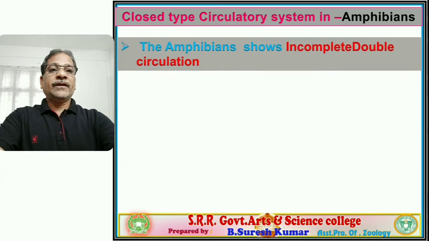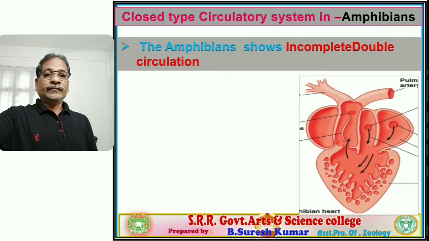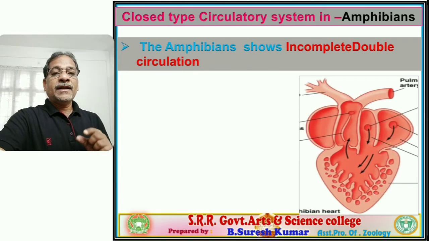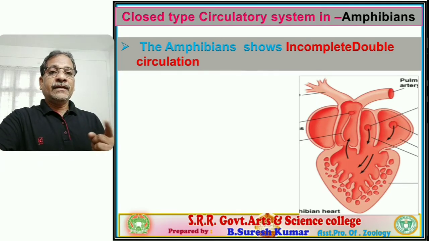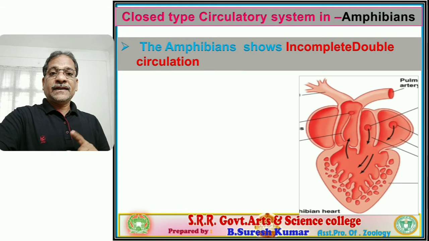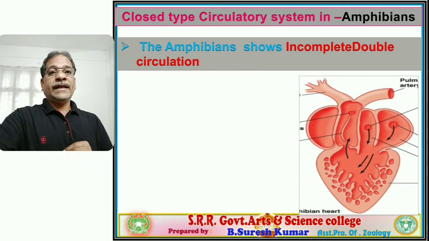Next, the circulation mode. In amphibians, incomplete double circulation occurs. The heart pumps the blood in two circuits. One circuit is pulmonary, so it pumps the blood to lungs for oxygenation, and one more circuit is systemic circuit. It pumps the oxygenated blood to the body parts. Okay, two circuits evolved in amphibians, but it is incomplete.